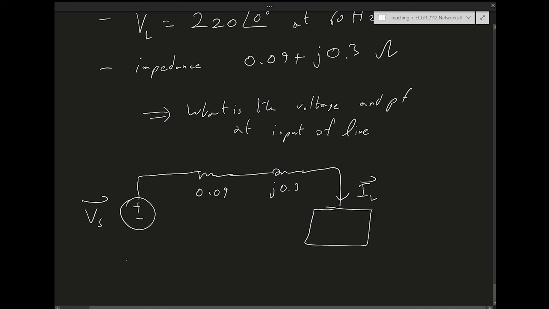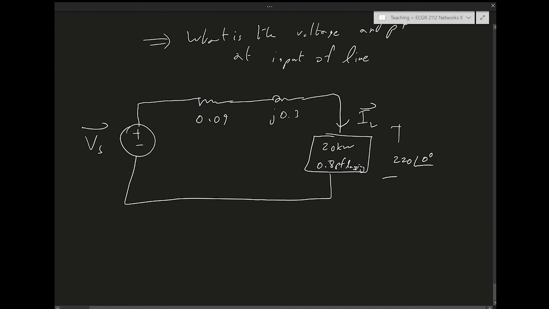Represent the load as a box, and this is 20 kilowatts, that's what's consumed, the average power, real power, and then 0.8 power factor lagging. And the voltage on the load is measured to be 220, and it's the phasor reference. We set it as angle 0. Okay. Now we want to solve for the voltage at the source, this voltage, and the power factor of this complete circuit, not just the load.